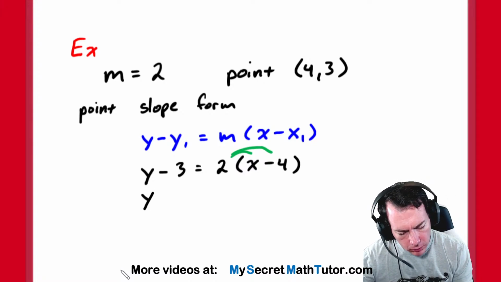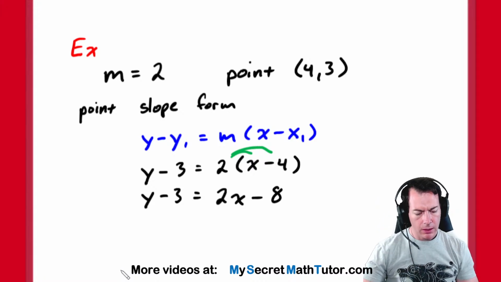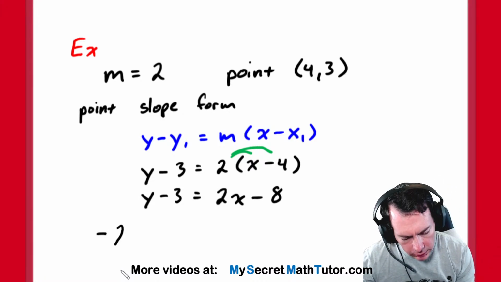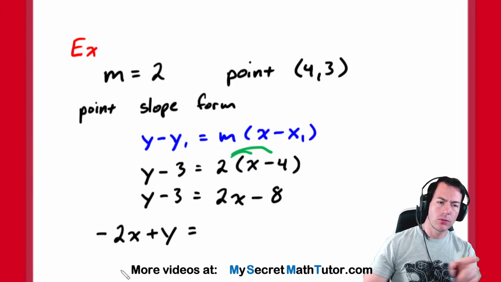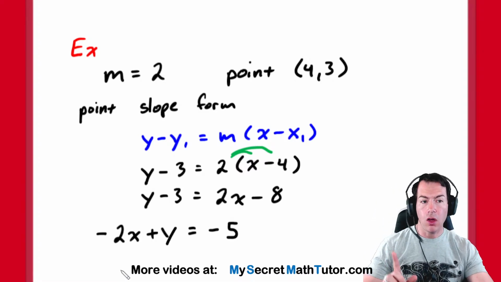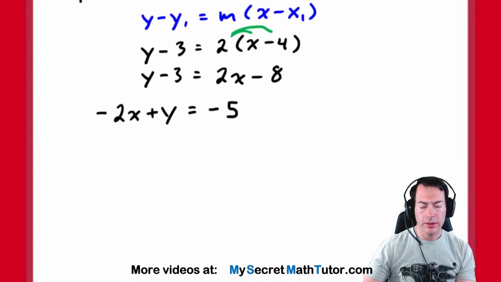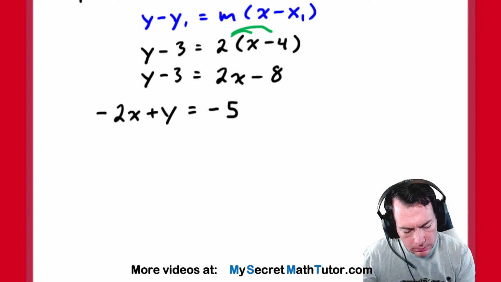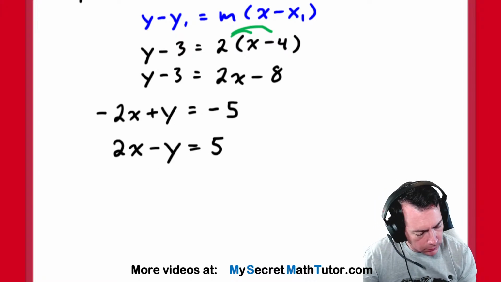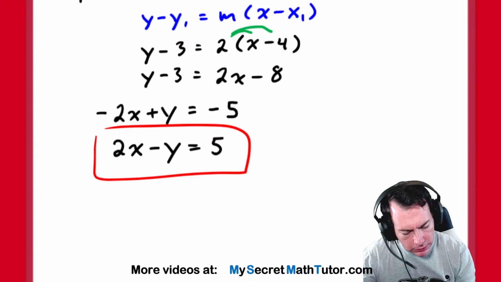So I'm going to distribute through by the 2. It's a 2x minus an 8. And now I'm going to start shuffling things over to the left side. So negative 2x plus y. I'm going to add the 3 to the right side. It's almost in standard form. We don't want that negative sign on the x. So I'll multiply everything by a negative. And now we have our standard form.